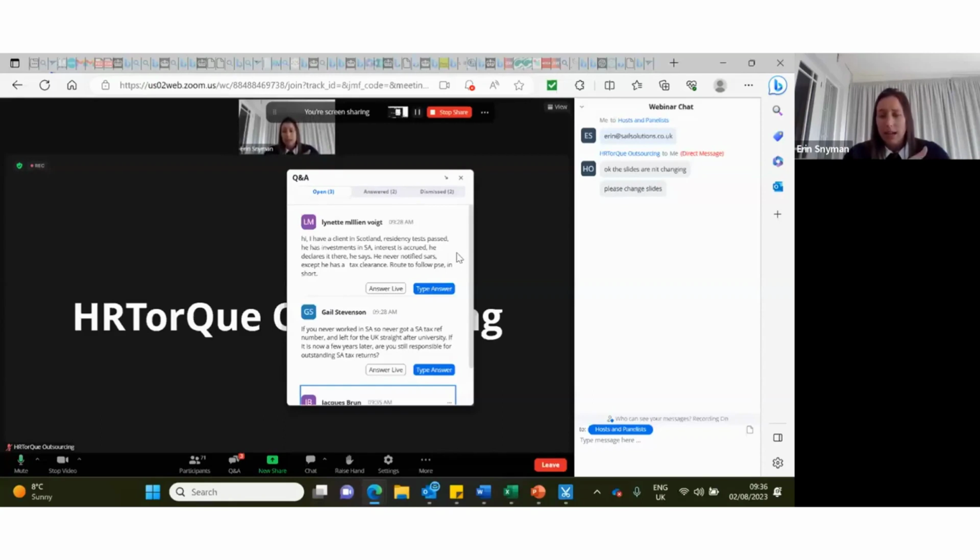So if you follow the correct process, SARS will then issue your client with a letter to formally state that his South African tax residency has ceased, and it will indicate a date as well.